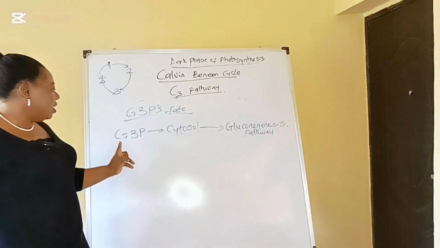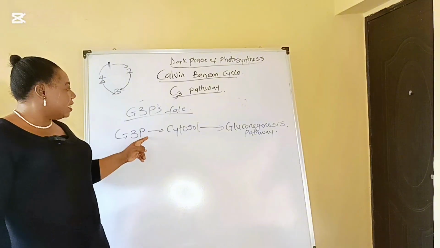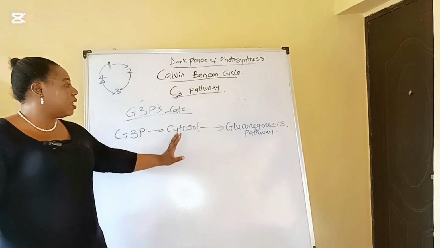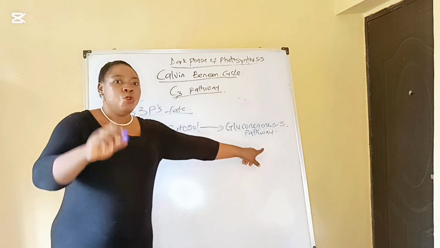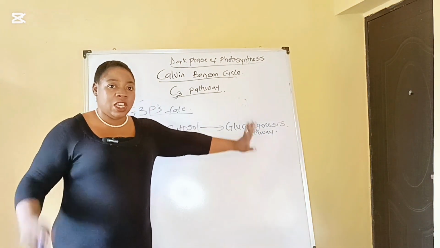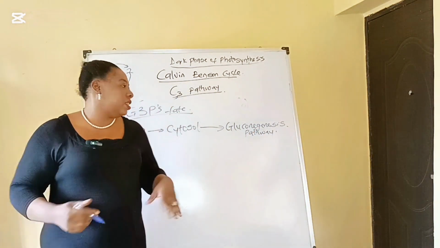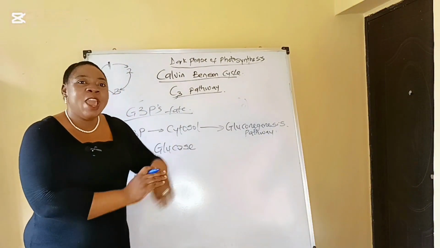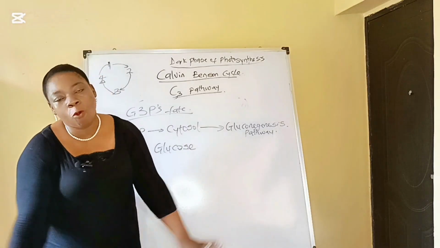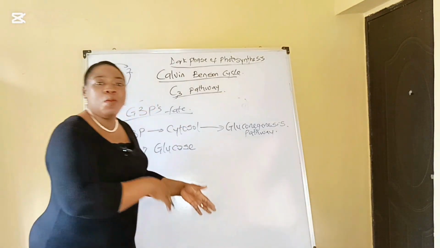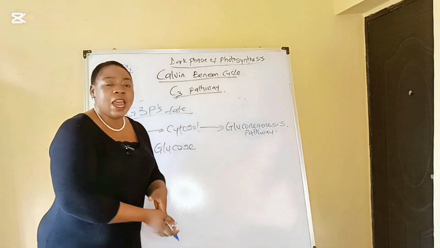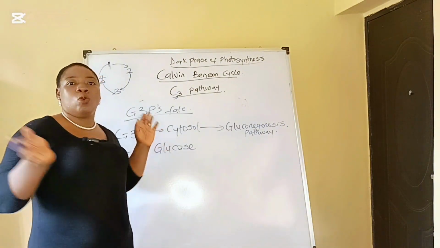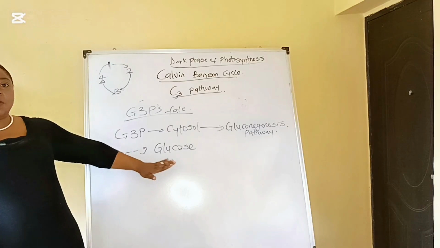So if this glyceraldehyde 3-phosphate leaves the Calvin cycle and enters the cytosol, and from the cytosol enters into this pathway, you know what this pathway will give us? Glucose. You are correct, which is what we are looking for, because in photosynthesis we make use of water and carbon dioxide to give us an organic compound, and our organic compound is glucose. So this is how we achieve our glucose.